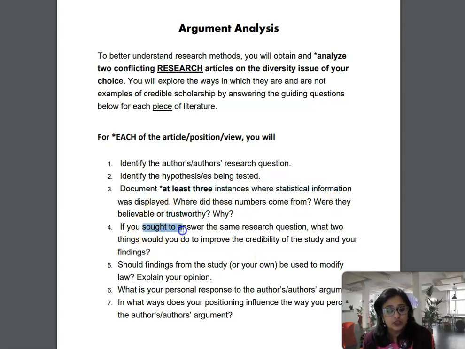Then you will also say, if you were to answer these research questions, what would be 2 things that you will do to improve credibility? Can these findings be used to modify law? What's your personal response to the argument? You're doing that for each of the articles. And in what way does your positioning influence the way you perceive the article? So when you are reading the article, does your positioning influence that aspect of it? So this is what you're doing for each of them.